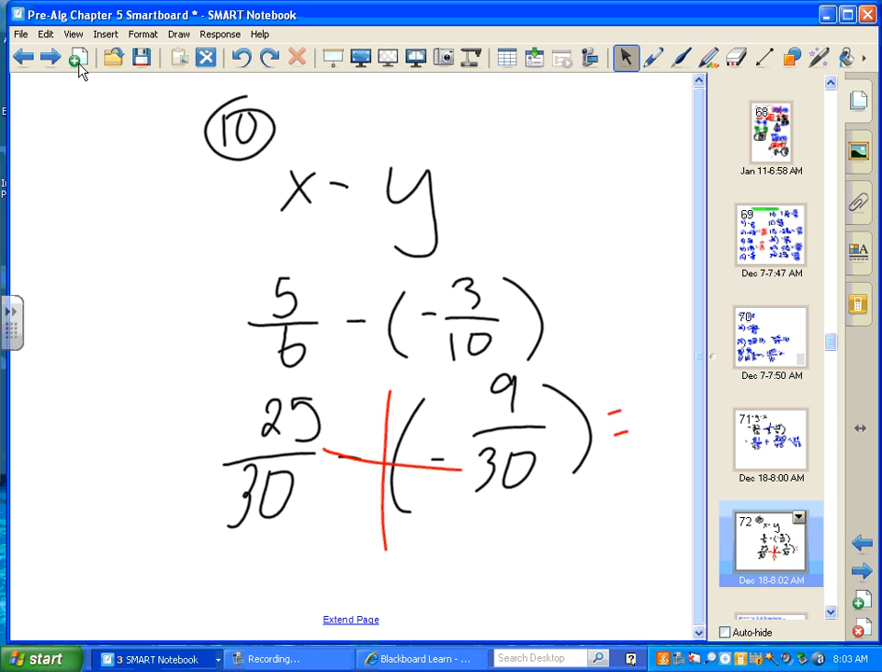Anyone else in practice 5.3? Thumbs up, thumbs middle, thumbs down on adding and subtracting with unlike denominators. I know it's easy to make silly mistakes, but okay, thank you. All right, let's go to 5.4.